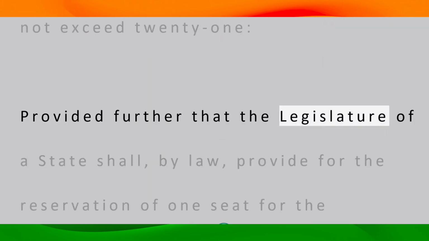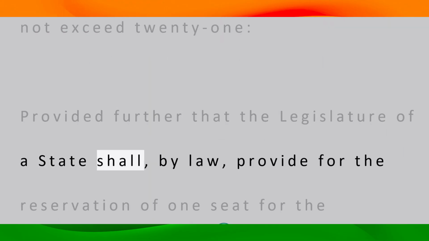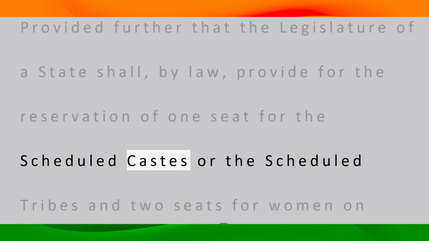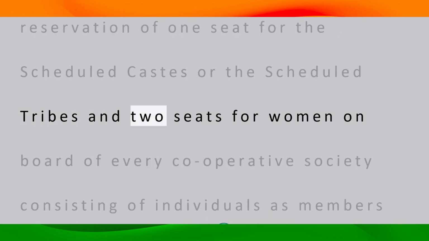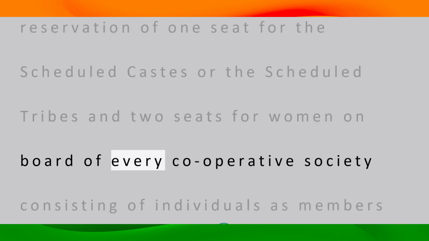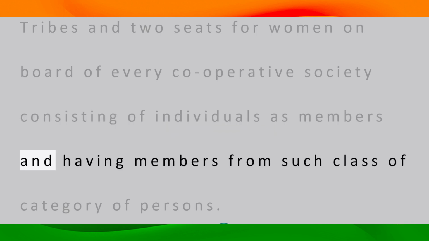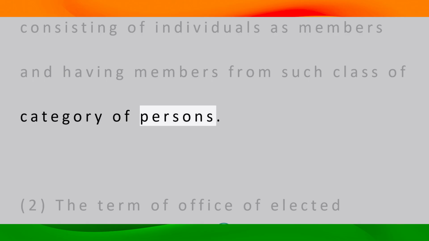Provided further that the legislature of a state shall, by law, provide for the reservation of 1 seat for the scheduled castes or the scheduled tribes and 2 seats for women on board of every cooperative society consisting of individuals as members and having members from such class of category of persons.